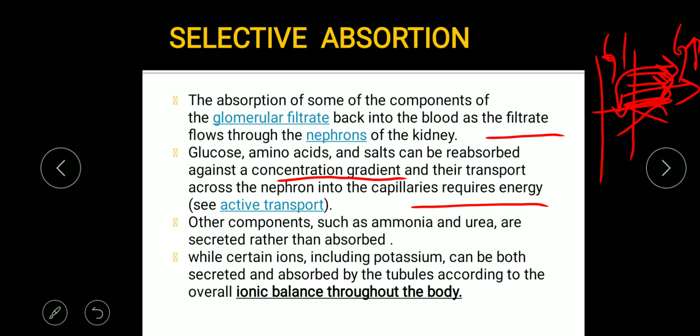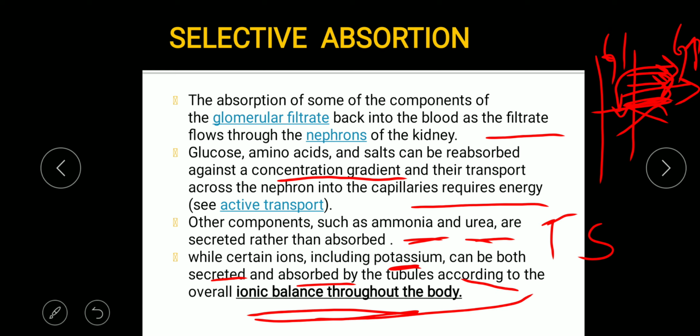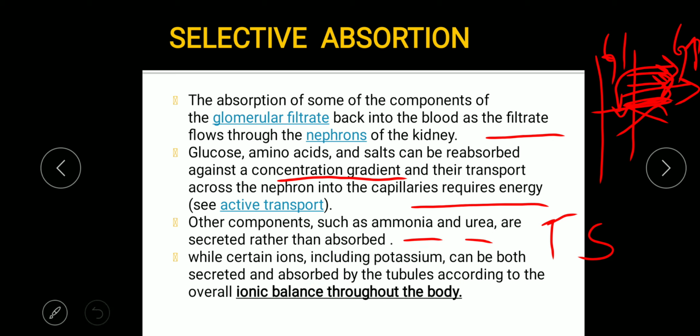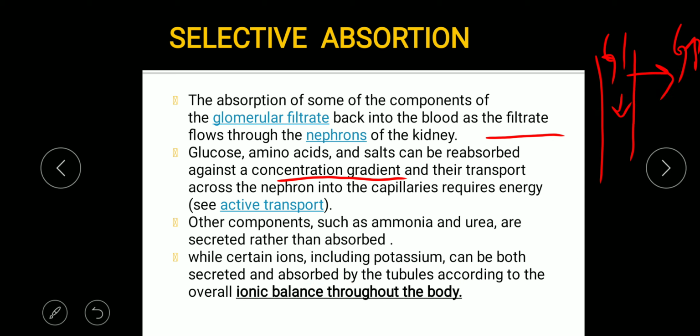Some other components such as ammonia and urea are secreted in tubular secretion, that is the third part of urine formation. We will see that these substances are secreted into the pre-urine, while some other ions including potassium can be both secreted as well as reabsorbed. What is the purpose of this reabsorption or secretion? To maintain the ionic balance throughout the body. This is the significance of tubular secretion and reabsorption.